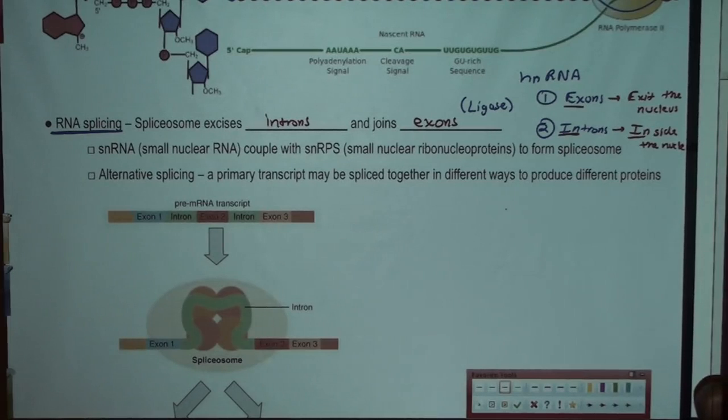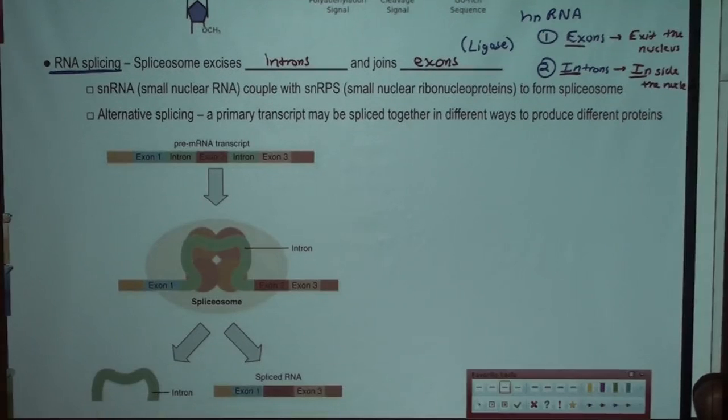All right, so basically before we talk about these portions here, just realize what do we have? We have our pre-mRNA transcript, our hnRNA. It has exons, introns, exons, introns, exons. Remember, exons are going to be allowed to leave the nucleus. Introns have to stay behind. So what does it do? This huge thing here is your spliceosome.